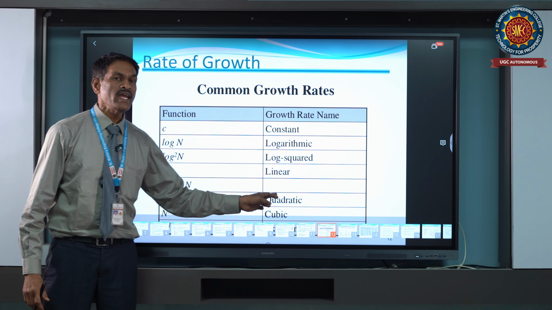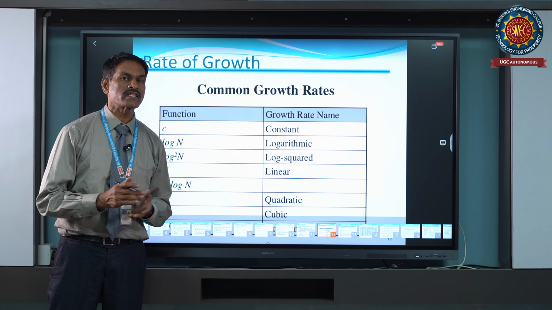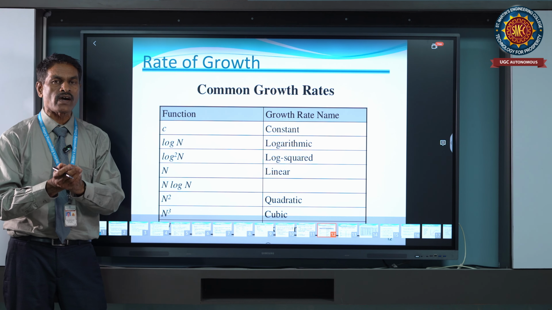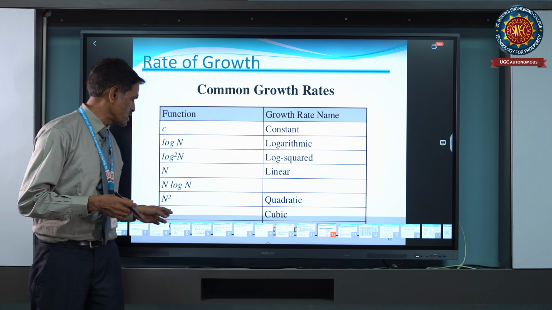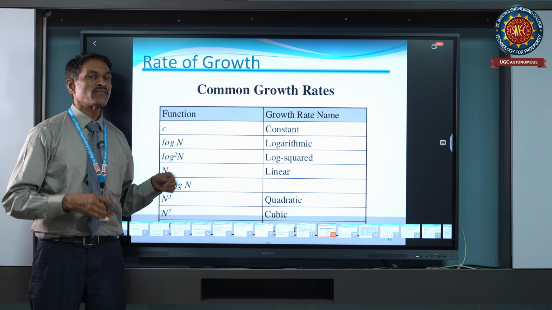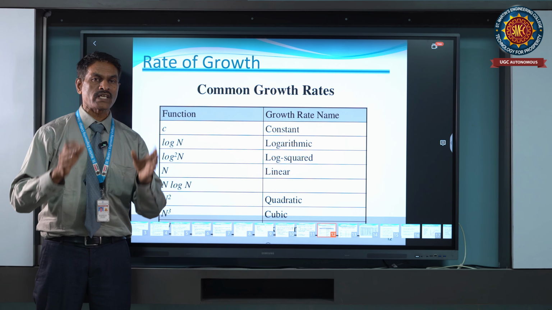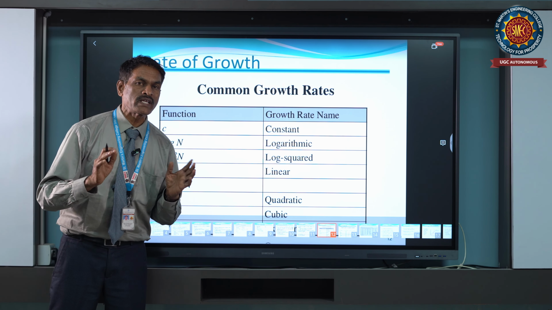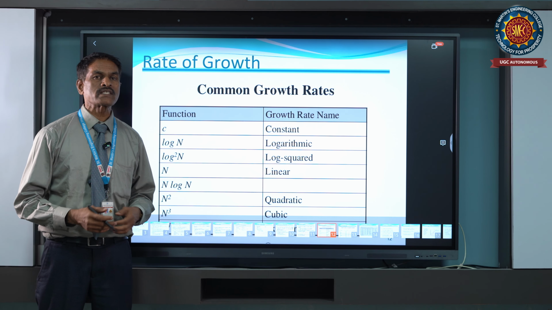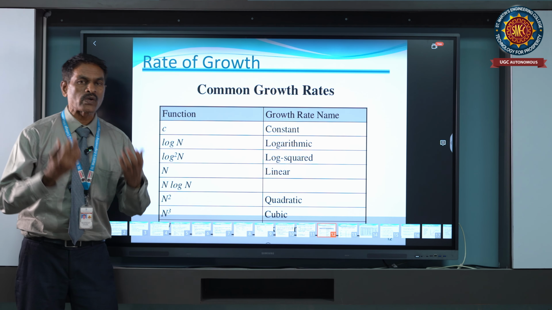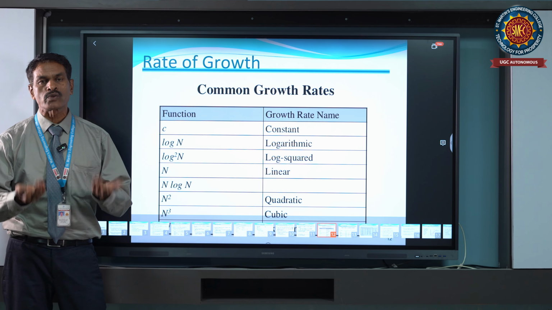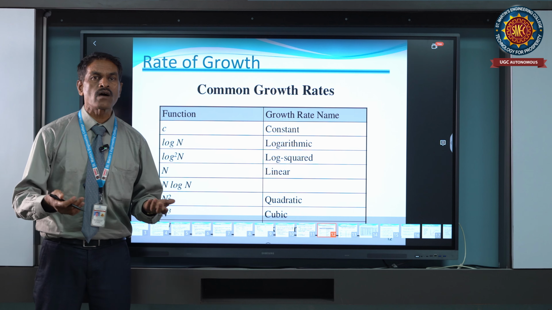N square, like ax square plus bx, is an example of a quadratic equation. N square is quadratic. Next is cubic, n cube. Next n to the power of 4, like that. The final one is exponential. So from constant to exponential, we find the time complexities in the growth rate of an algorithm. For that purpose we use asymptotic notation. This is an example we are using.